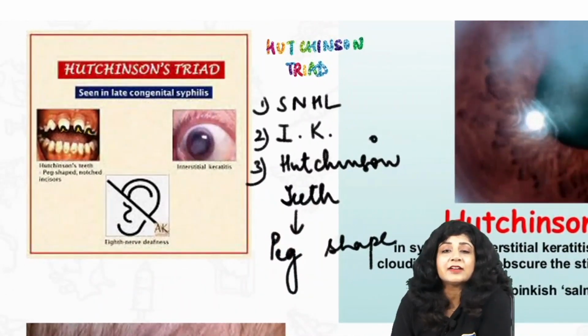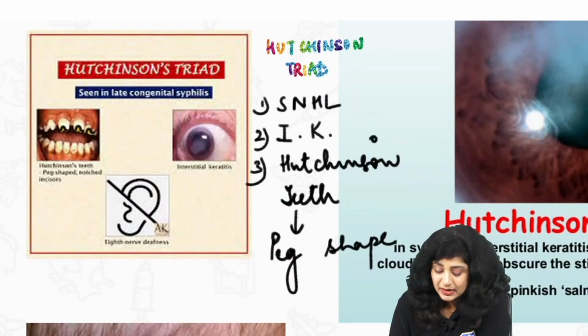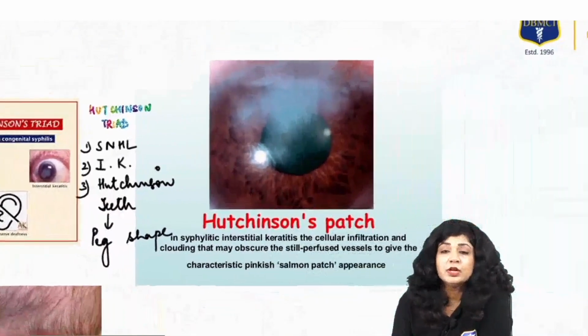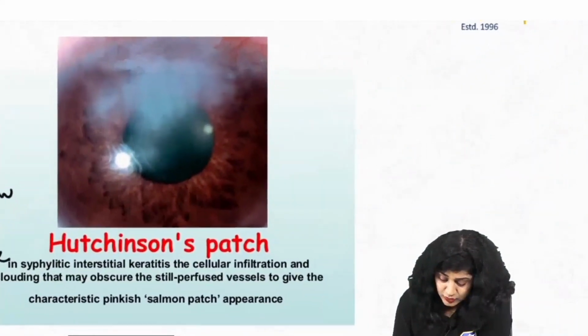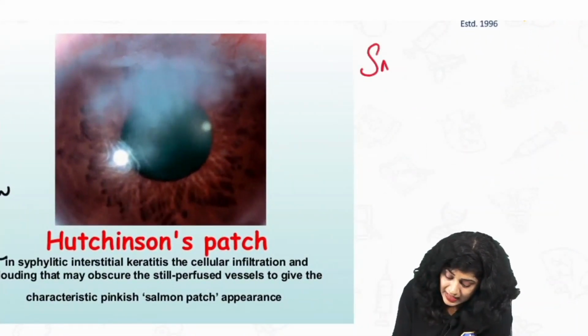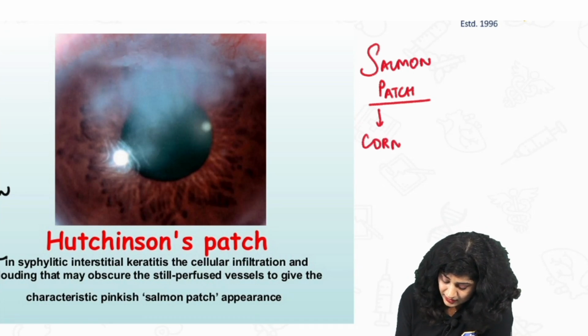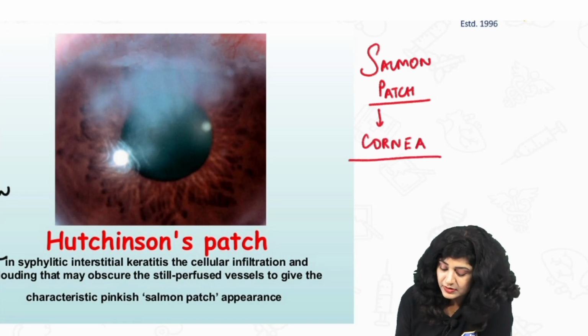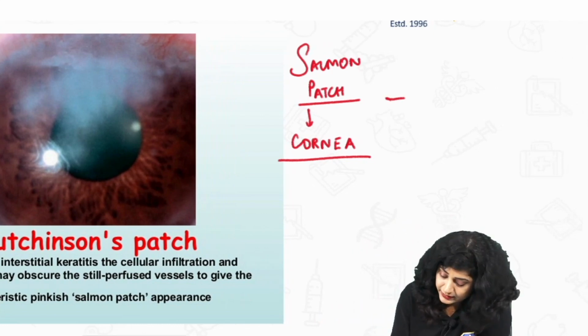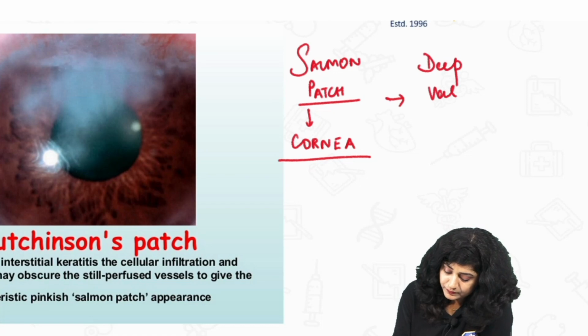Now, what is actually the Salmon patch? The Salmon patch is actually found over the cornea. The Salmon patch that they are talking about in syphilis is found over the cornea. And when we have congenital syphilis, we have devascularization.